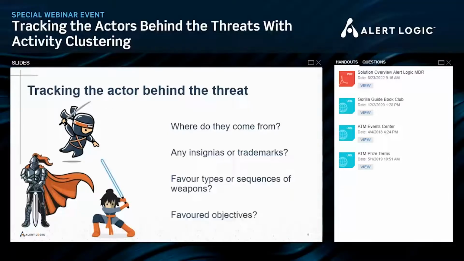Finally, we have the favored objective. So what is it they're trying to achieve? In this metaphor, it could be that the knight is turning up to slay a dragon and then steal the princess or prince. Or indeed, maybe they're there to enslave the population or just terminate everybody, a more sinister objective. Knowing what they're intending to do helps us understand how they need to get there and the steps they're likely to take in the meantime to end up at that objective.